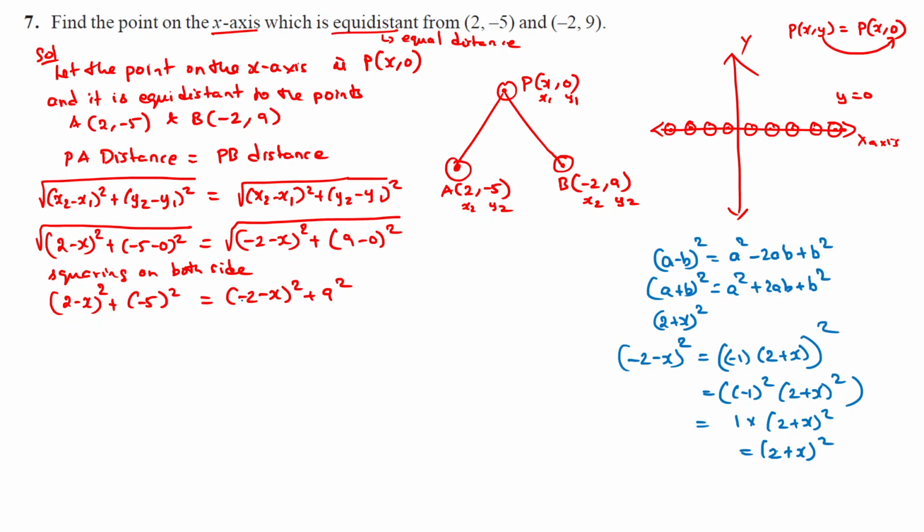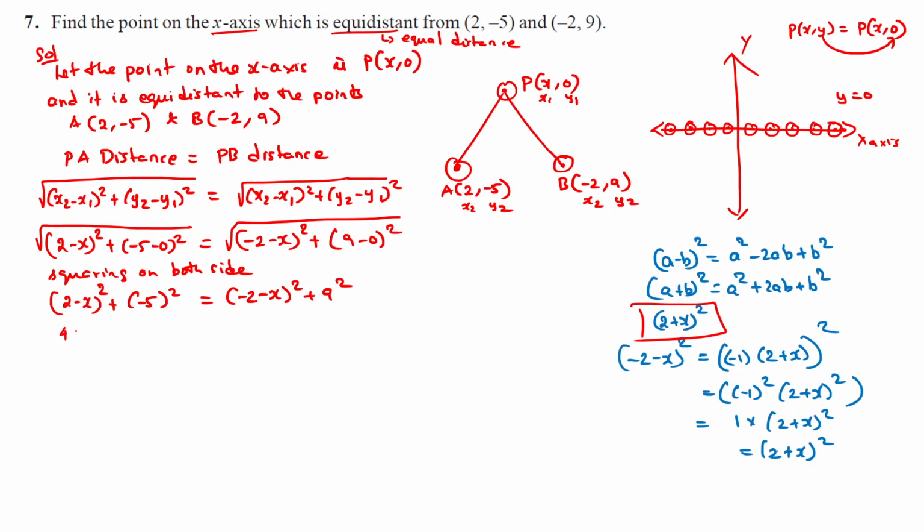If two values have the same sign, it is nothing but the a plus b whole square formula. So simply we can change it as a minus b whole square to a plus b whole square. It is nothing but 2 plus x whole square. So we can expand it.